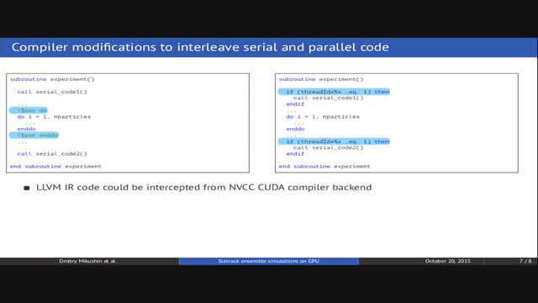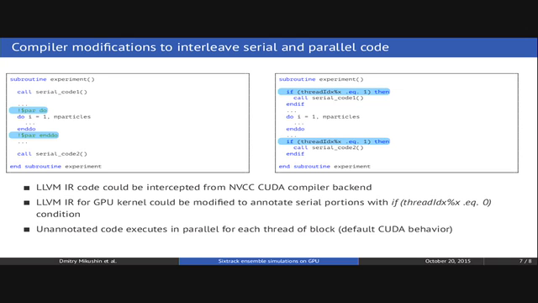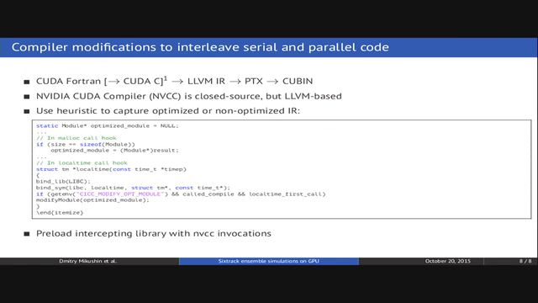Okay, so this is to give you an idea of what we are doing in our compiler, in order to provide these if conditions for thread filtering for serial code. The idea is simple.